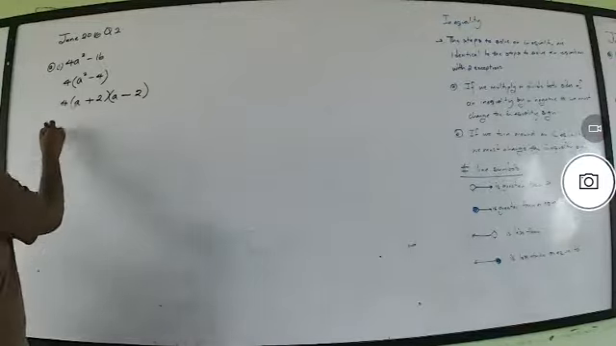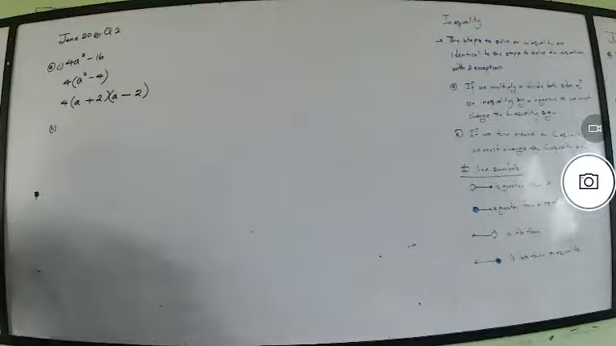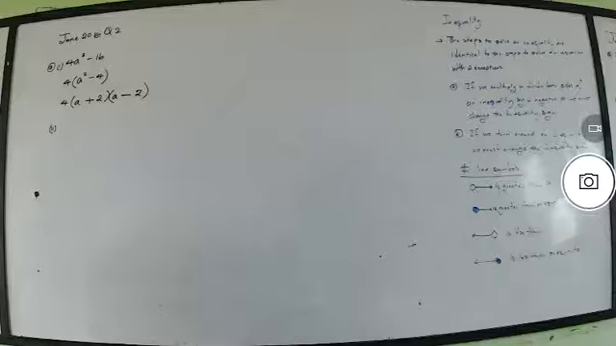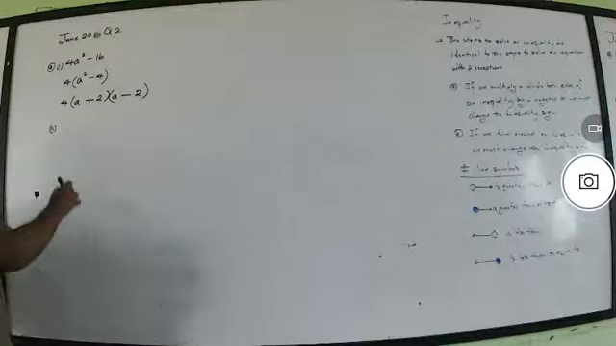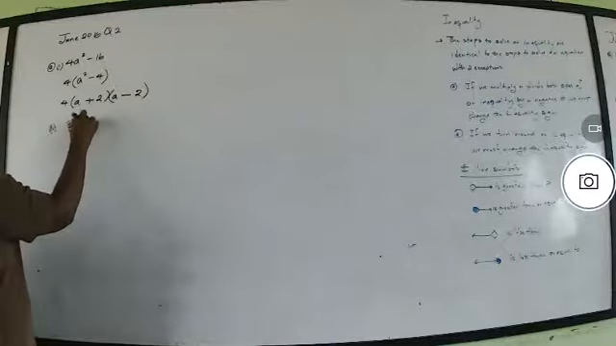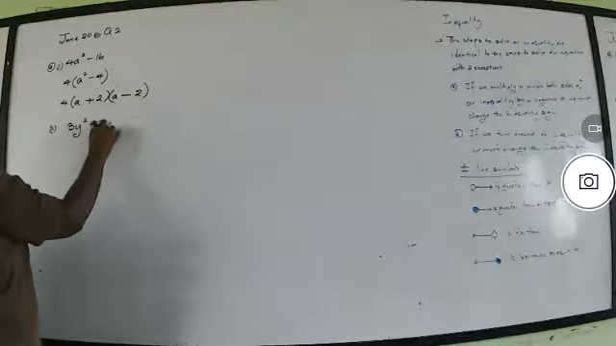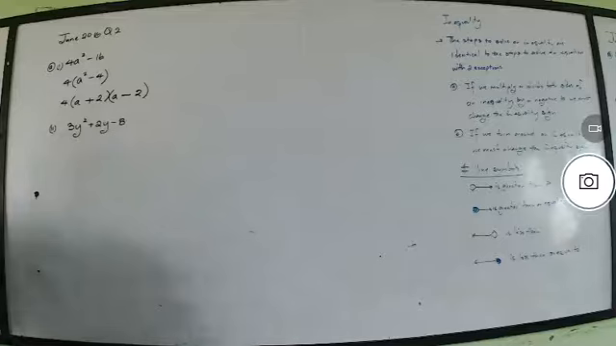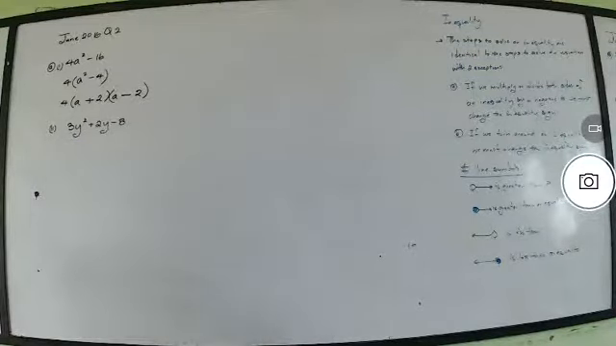Part ii. We have what? 3y squared plus 2y minus 8. 3y squared plus 2y minus 8. Stay with me. Are you ready? This is a quadratic expression.